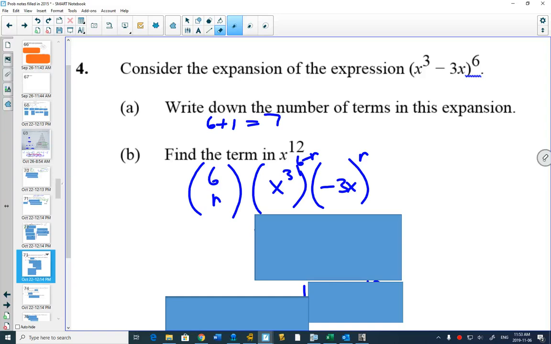And here, again, you can do the math where you ignore the coefficients, but see if you can figure out what r is going to be. You want an x to the 12. Can you put in some numbers for r and see which one works? Boom, got it.